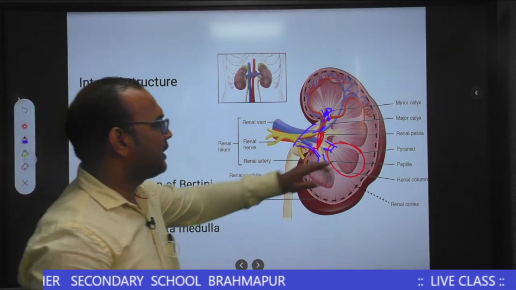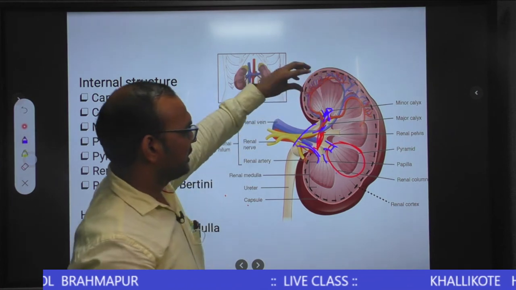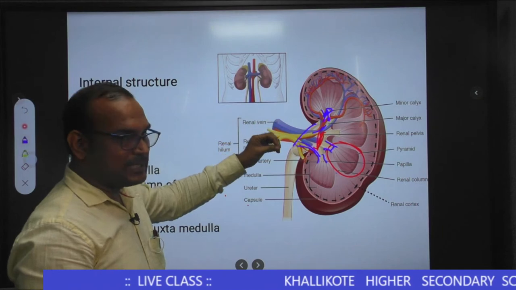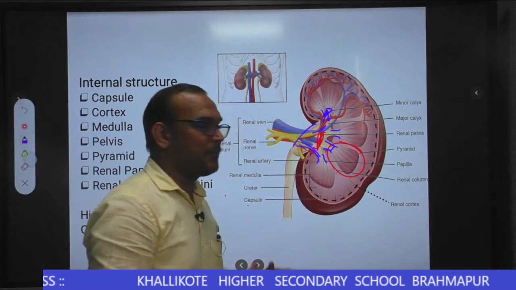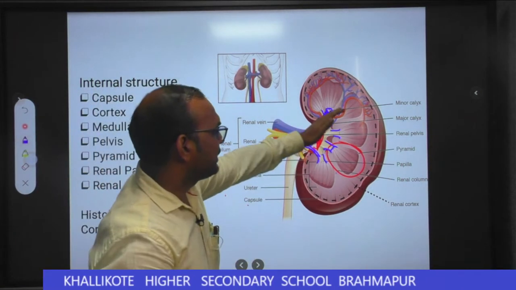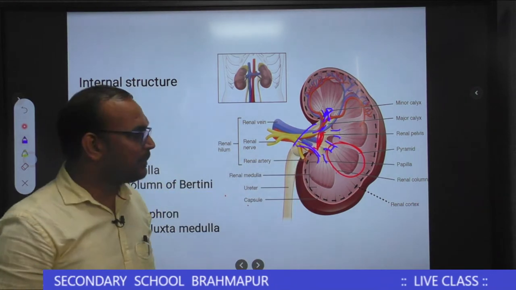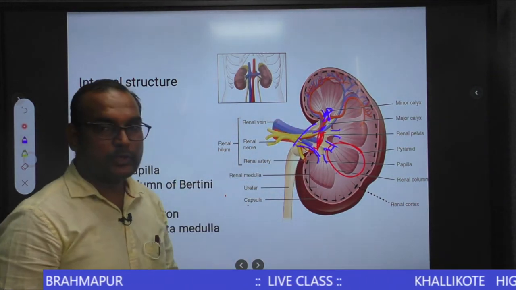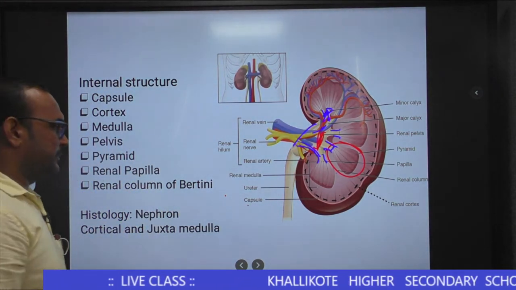So one by one, from the pyramid to the renal papilla, then the minor calyx, all the minor calyxes join to form the major calyx, then all the major calyxes join to form the renal pelvis, and from the renal pelvis all connect to form the ureter. So these are the different structures.